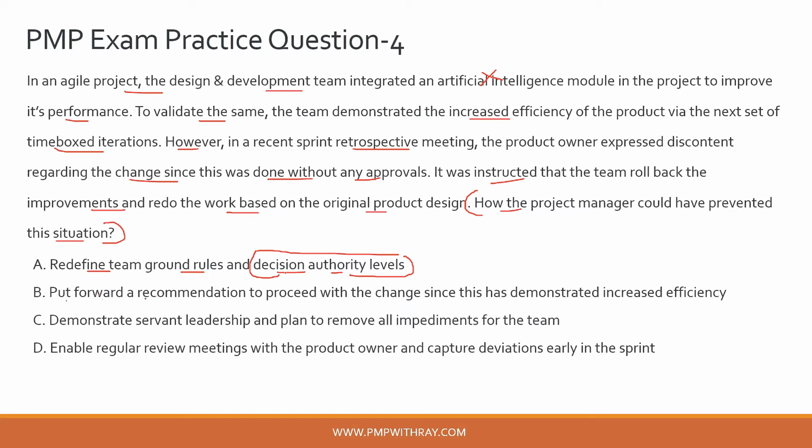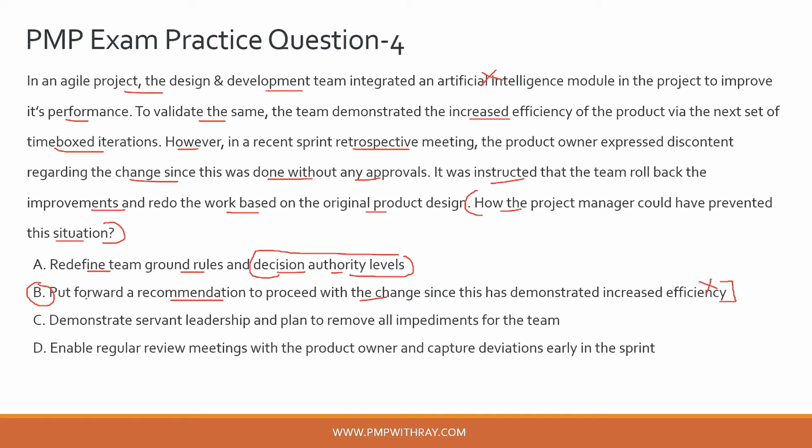Option B, put forward a recommendation to proceed with the change since this has demonstrated increased efficiency. Now, this is incorrect, okay? And that is primarily because it might have demonstrated an increased efficiency and you might as well put a recommendation to include it. Let's look at the stem of the question. What is the stem of the question asking from you? It is asking that how the project manager could have prevented the situation. It is not asking you that how the project manager now can move on with whatever has happened. Okay, so this is a very fine aspect of option B which you need to note, right?